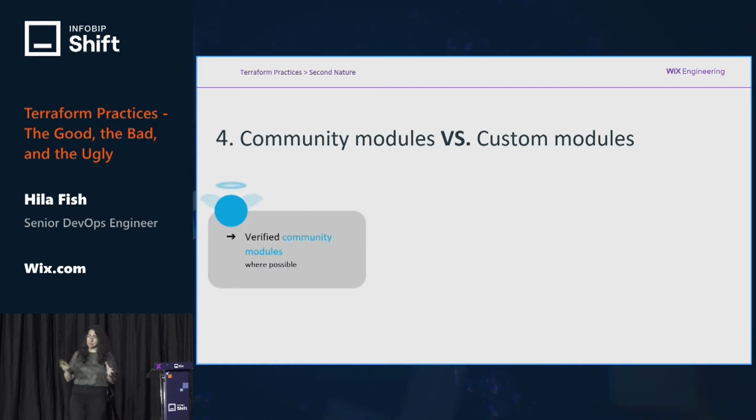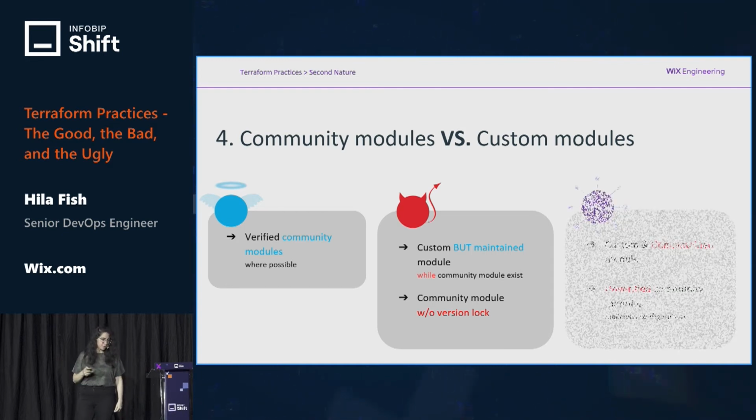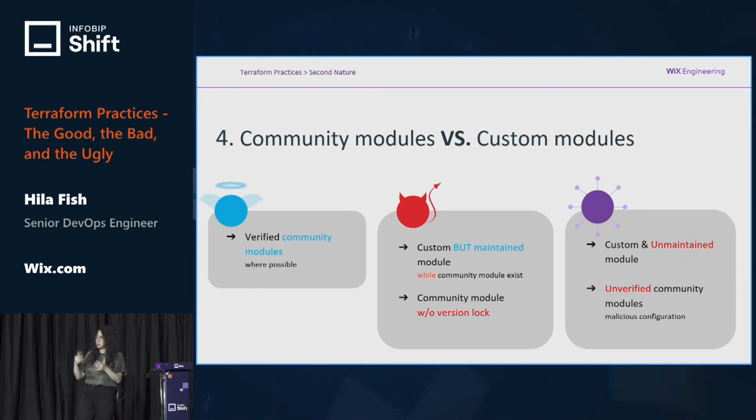So the good thing about community modules is to use the verified ones, either the ones in the Terraform registry or just the ones that have a lot of downloads, that way you know they are safe to use. The bad thing is to create a custom module of your own while a community module exists that fits your needs. But if you still maintain it as such, you have practices enforcement and you make sure everything is okay, then it's still quite okay. And to have a community module without a version lock could also lead to some issues. And the ugly thing is to have a custom module that you created without maintaining it, and to have unverified community module usage, because that way you may be exposed to malicious configuration, and you don't want that.